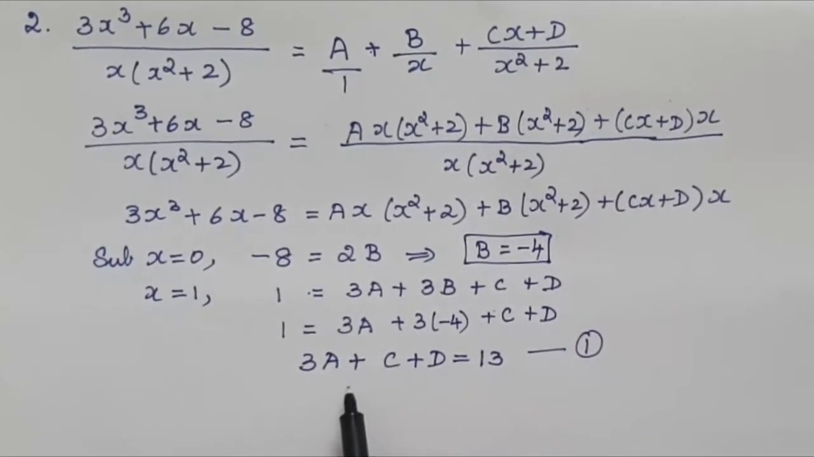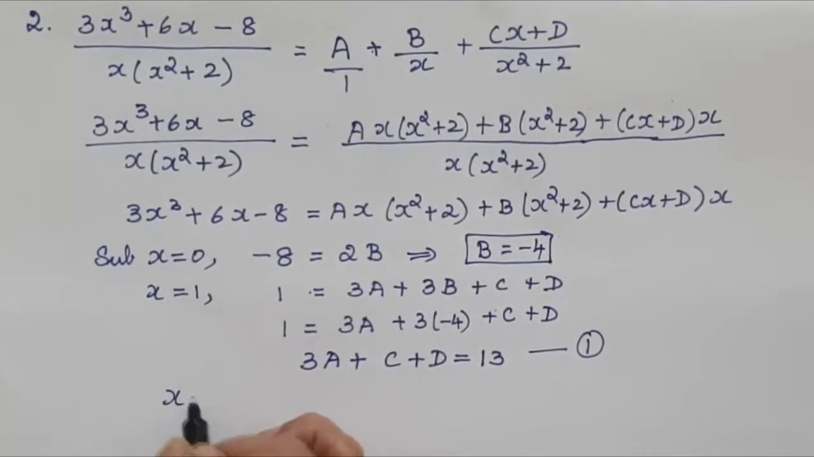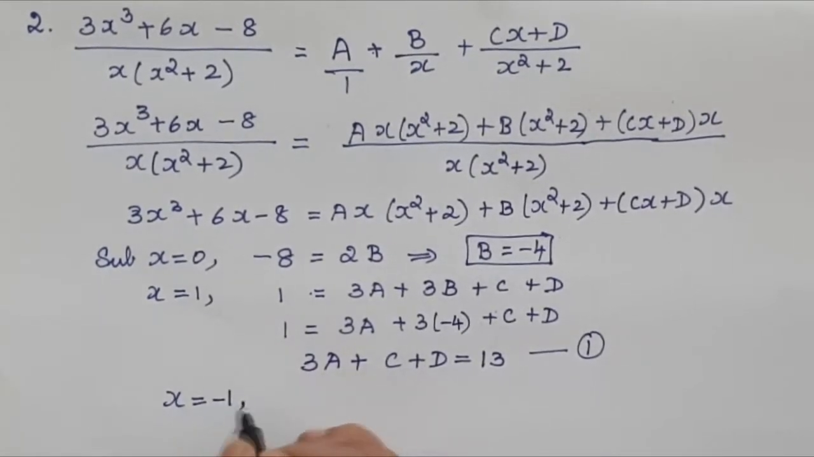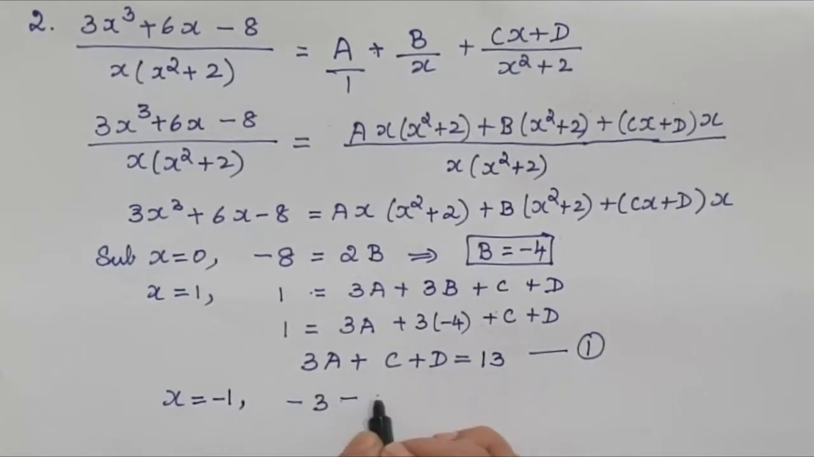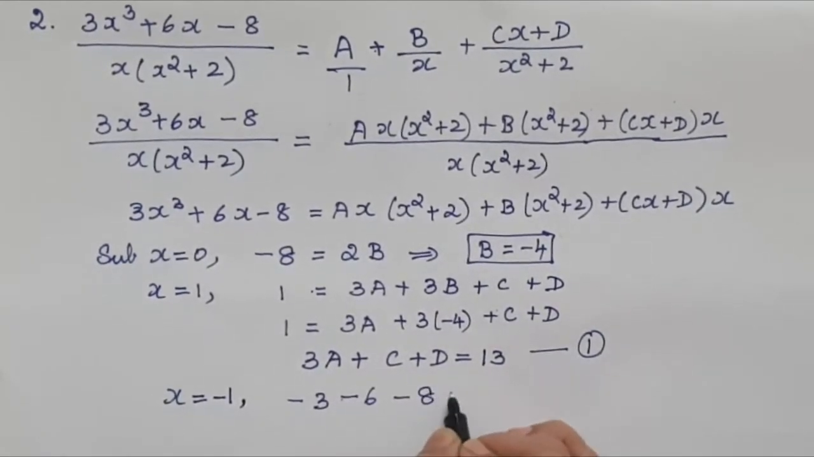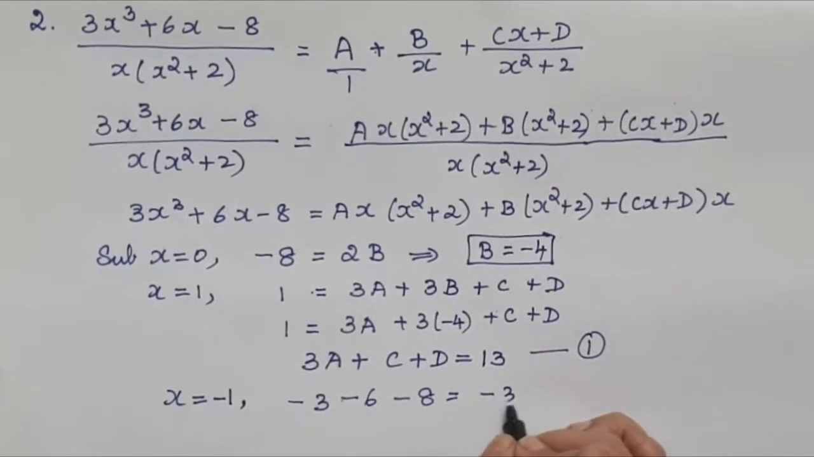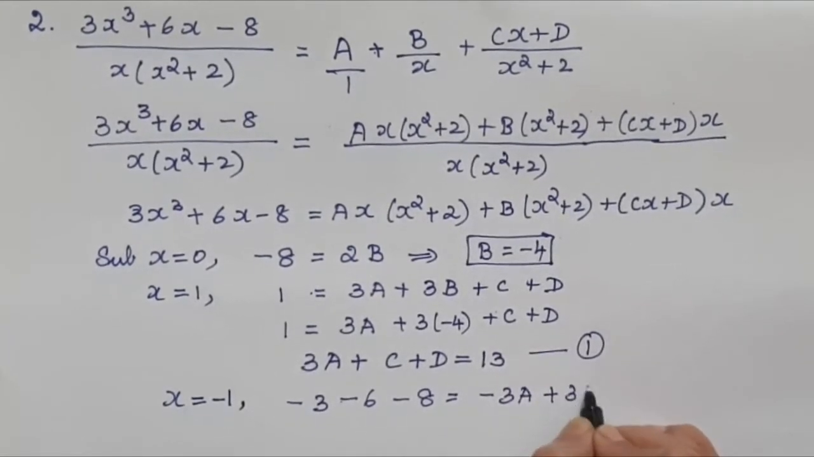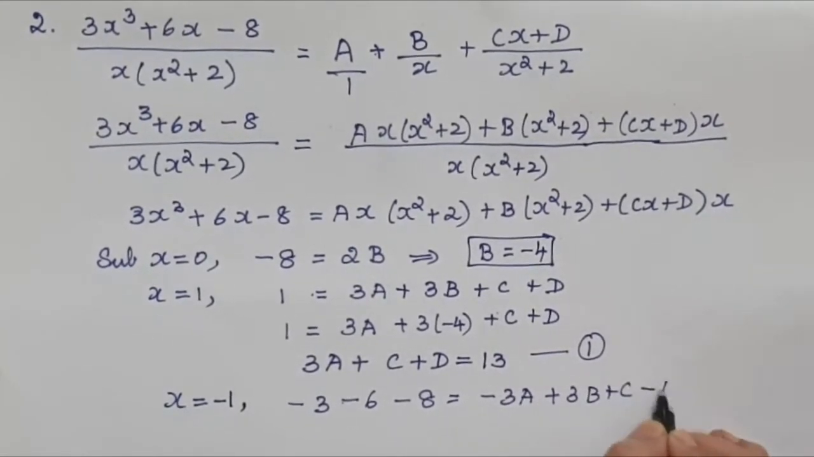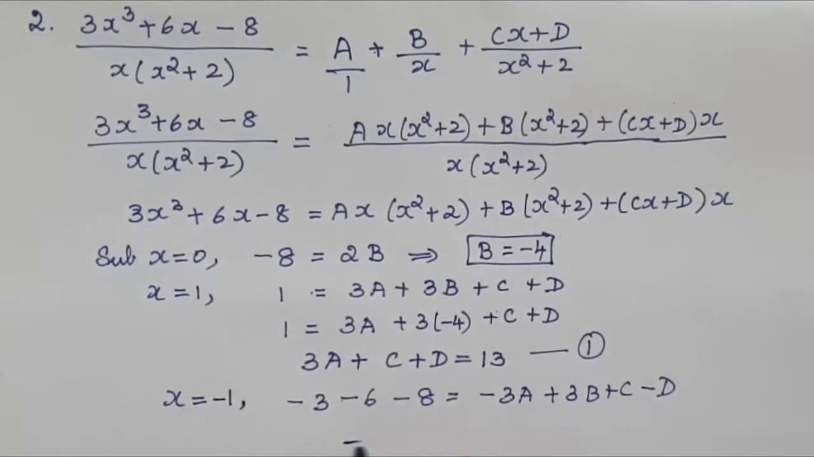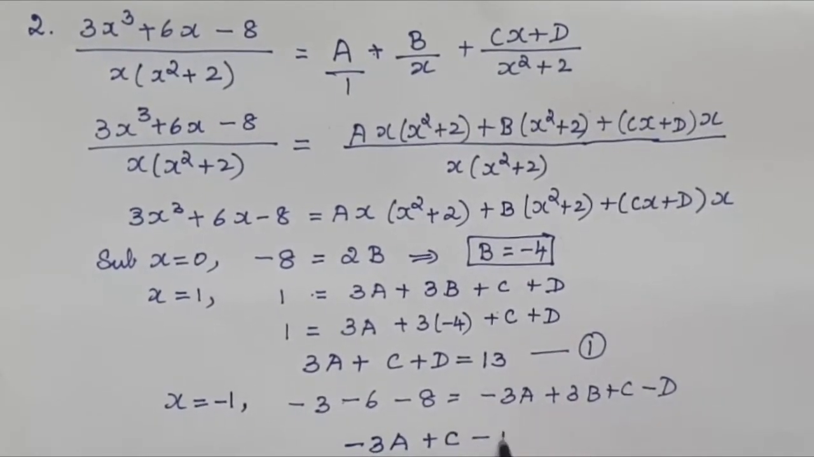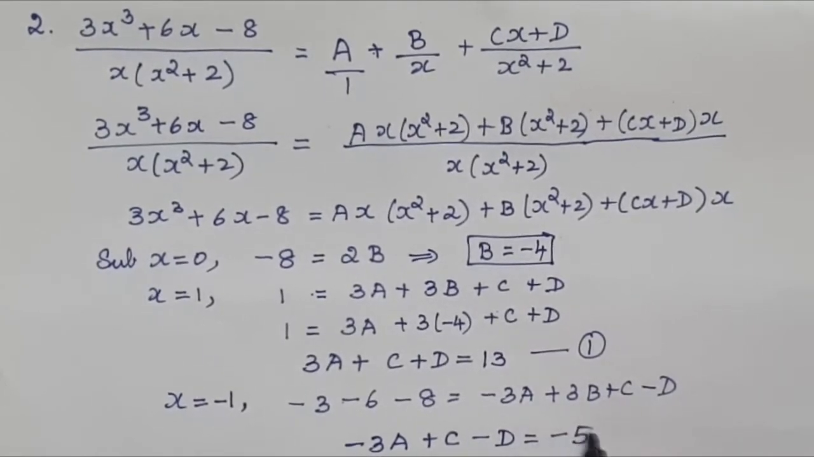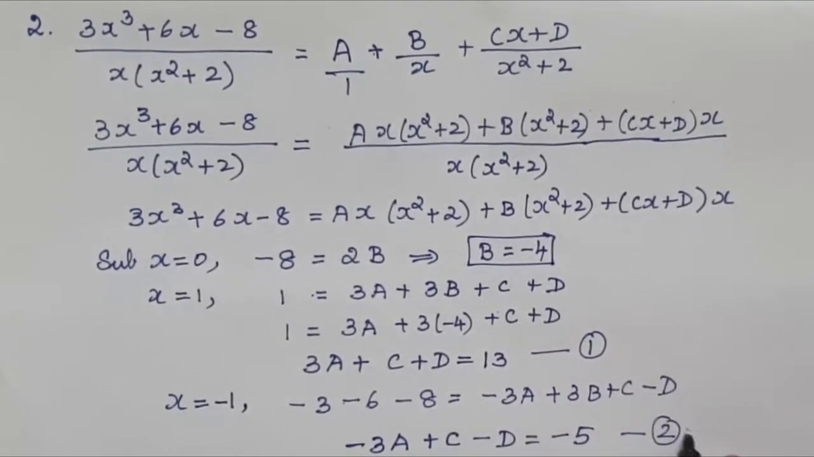We have 3 unknowns in this, so again we will substitute some other value, that is, x equal to negative 1. When we substitute x as negative 1, we get minus 3 minus 6 minus 8 equal to minus 3a plus 3b plus c minus d. When we simplify this, we get minus 3a plus c minus d equal to minus 5. This is our second equation.